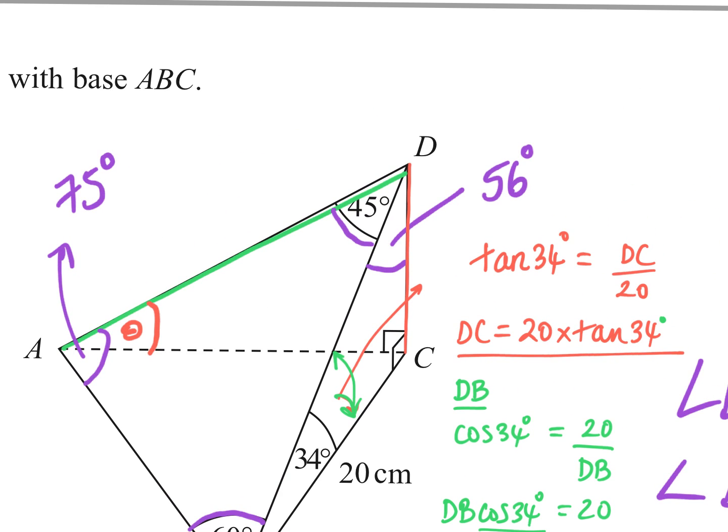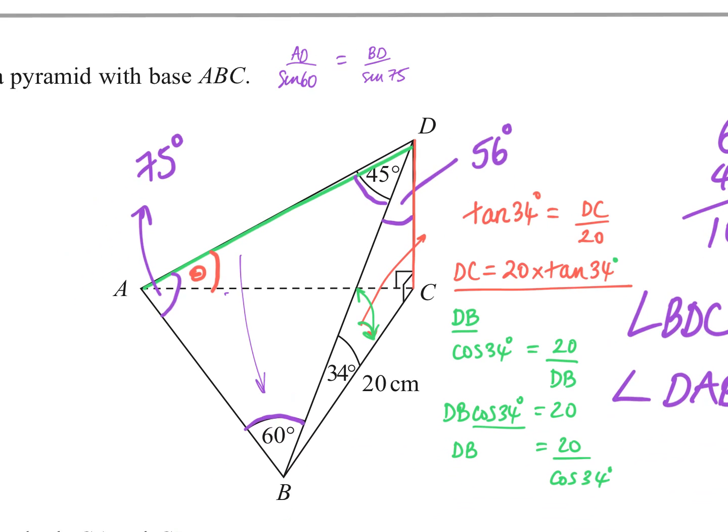So using the sine rule, then AD over the sine of 60 is going to be BD over the sine of 75. It's hard to do this because I can't quite see the diagram, but let's have a look.